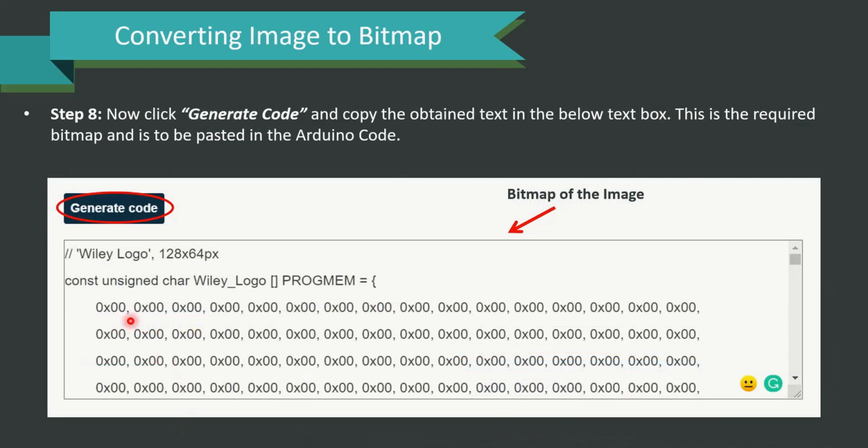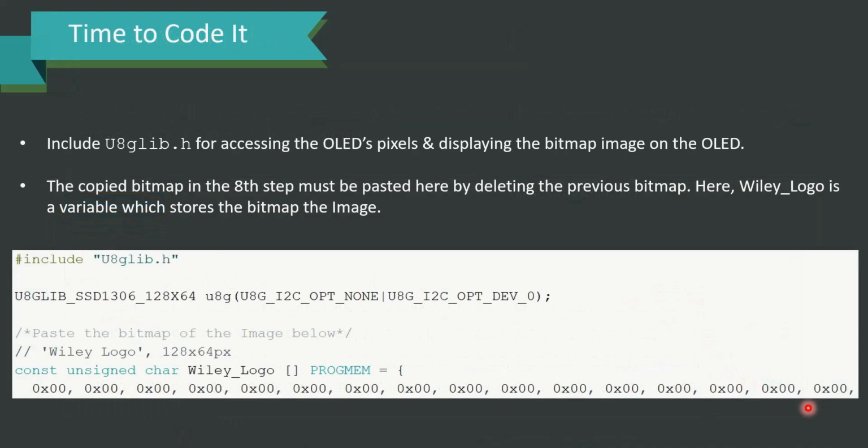You can see that the required bitmap is clearly presented and you may not be able to understand it, but this is the converted bitmap of the image. Include u8glib.h for accessing the OLED's pixels and displaying the bitmap image on the OLED. The copied bitmap from the step that we have just discussed must be pasted here by deleting the previous bitmap. Here, the wiley_logo is the variable which stores the bitmap of the image.